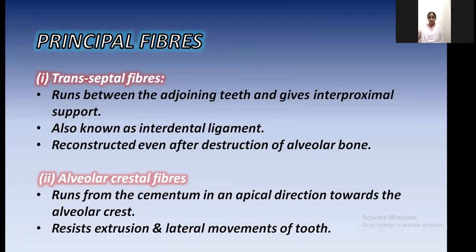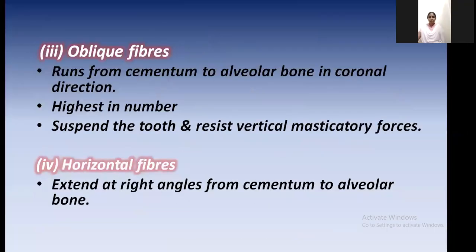Alveolar crest fibers run from the cementum in an apical direction towards the alveolar crest. Their function is to resist extrusion and lateral movements. Students, please pay attention to the feature of each principal fiber of PDL. Every point given here is a one word. Third one, oblique fibers. They run from the cementum to the alveolar bone in coronal direction. They are the highest in number. They suspend the tooth and resist vertical masticatory forces.